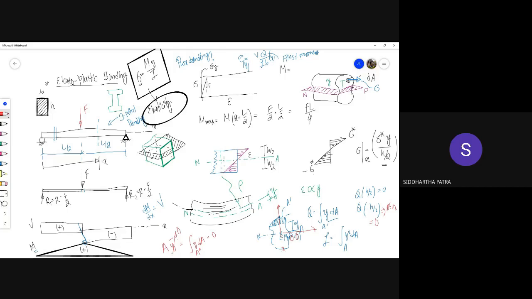So can you tell me, you understand that V is either F by 2 or minus F by 2 maximum. Sorry, V is this much. So V is plus or minus F by 2. And Q max is this quantity integration y dA, let's say for this rectangular cross section. So can you tell me what is the maximum value of tau, shear stress due to bending?